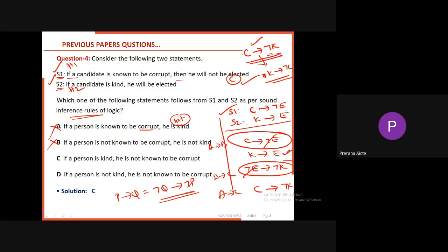And coming to D, if a person is not kind, he is not known to be corrupt. Both sides have negation, so that is also not possible. If a person is kind, then he is not known to be corrupt. So K means if a person is kind, then he is not corrupt. So C is the correct answer. Like that we can do this one. So this is question 4.